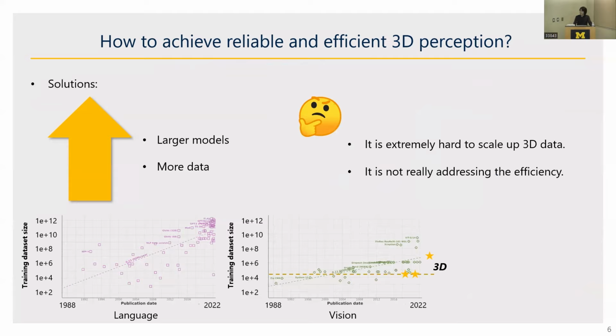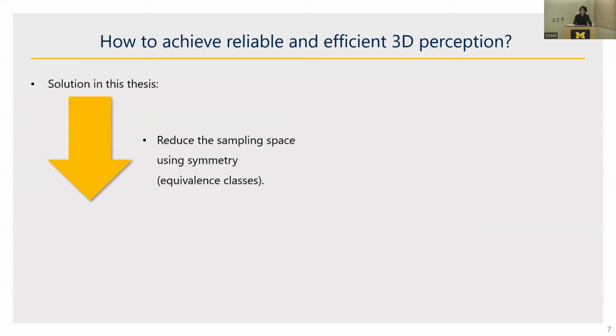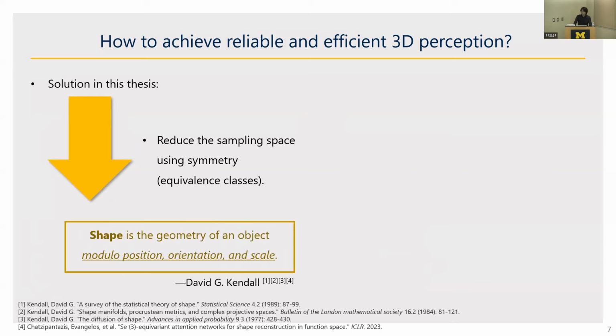So in this thesis, we will be focusing on another idea or strategy, that is going downwards. Specifically, we reduce the sampling space using symmetry or equivalence classes. According to David George Kendall, an influential mathematician and statistician in the 20th century, shape is the geometry of an object, modulo position, orientation, and scale. It means that if we can filter out the variations caused by these transformations, we can deal with a much smaller space of data.